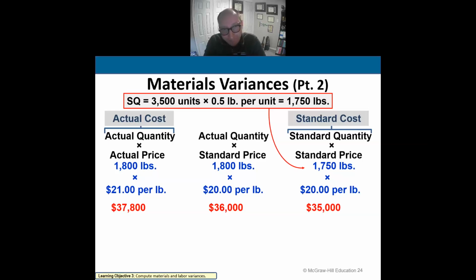But instead of actually getting 1,800 pounds, well, my actual was 1,800 pounds. My standard quantity is only 1,750 pounds. That's what I normally get, not 1,800. So I got 50 pounds more than what I normally get. At the $20 per pound standard price, it's 35,000.